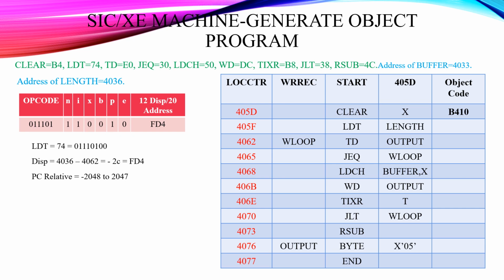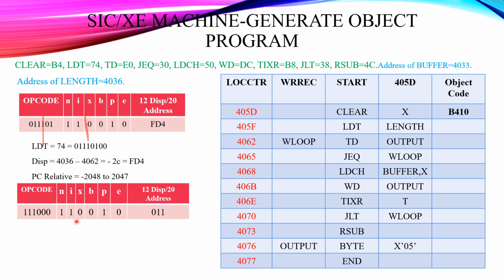So the object code value, we have to group it in 4 bits. While grouping in 4 bits, we'll get 772FD4. We'll get 772FD4. And the next instruction is output, where the TD value is E0.